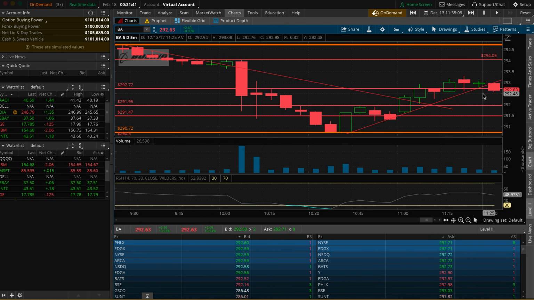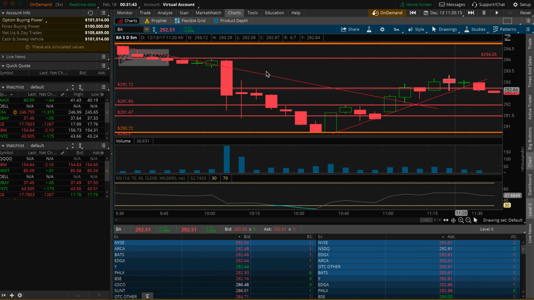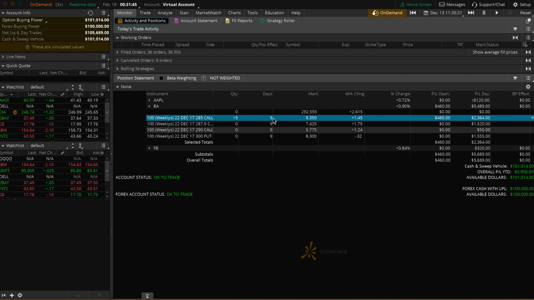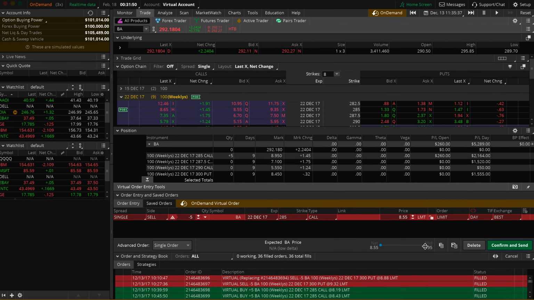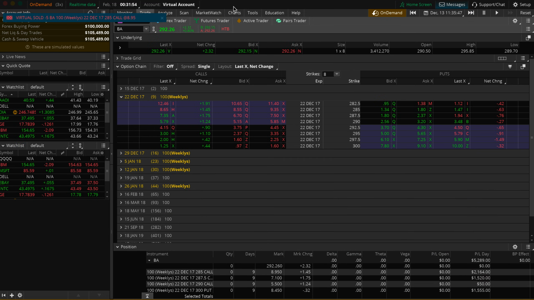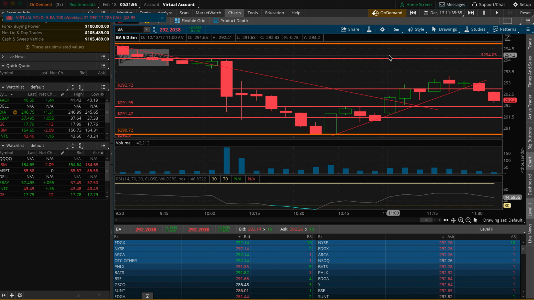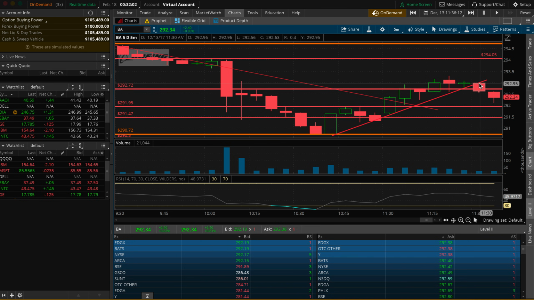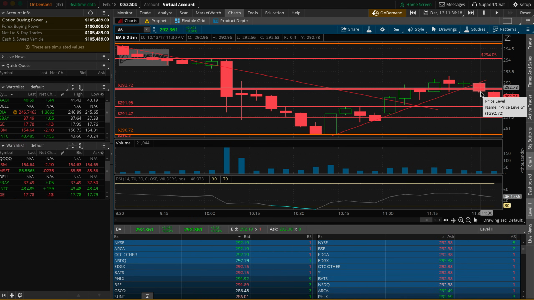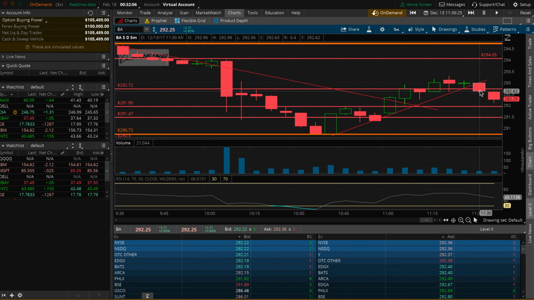There's nothing wrong with taking profits. Now it closed. All right, so it closed below. Now we gotta sell. So let's sell. We sold. So it closed below our trend line, and then it closed below our support, and then it starts falling.